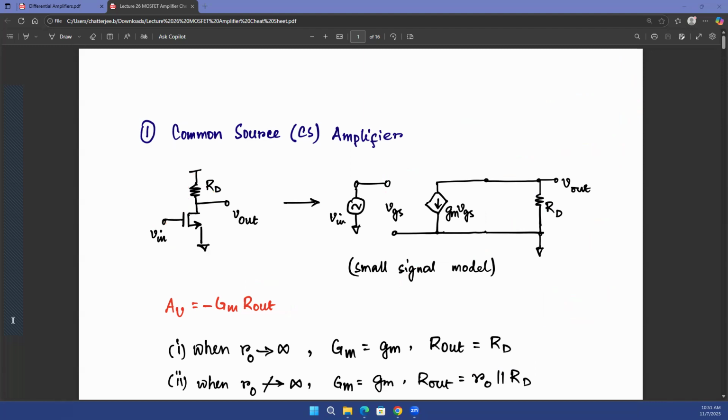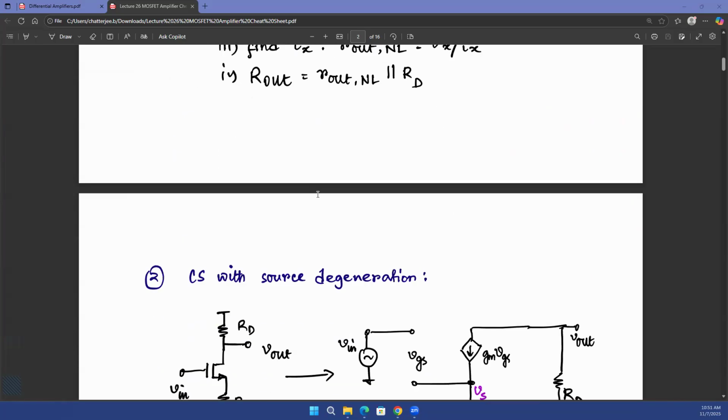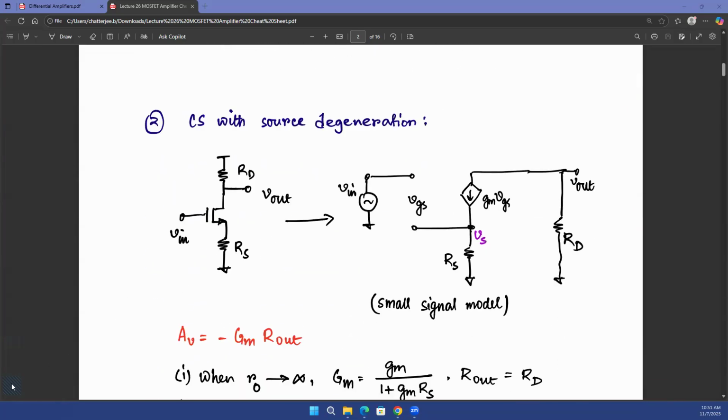All right. So that's basically how to find out R out. Again, I have listed down the steps, but it's just what we discussed right now. If you have a common source with source degeneration, if you degenerate the source over here, you can do all this analysis. So basically, this is your MOSFET, and at the source you have this RS resistance connected. At the drain terminal, you have the RD resistance connected, and your input is connected at the gate. You're still looking at the output at the drain terminal.